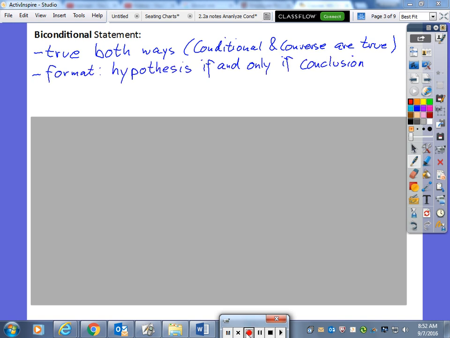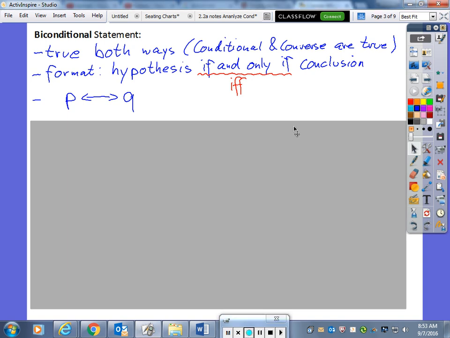A biconditional statement is usually written in the format hypothesis, if and only if, conclusion. And the if and only if part indicates that it's a biconditional statement. And there's also another way of writing this. We can write it with an "iff", with two f's. In symbolic notation, we write it P and then an arrow pointing in both directions, Q. Let's look at an example.